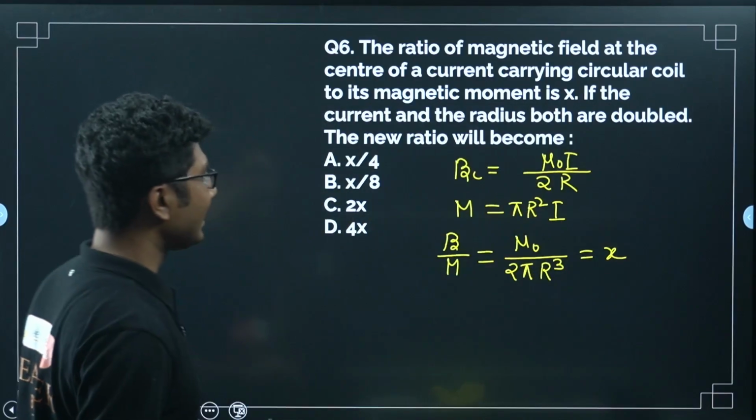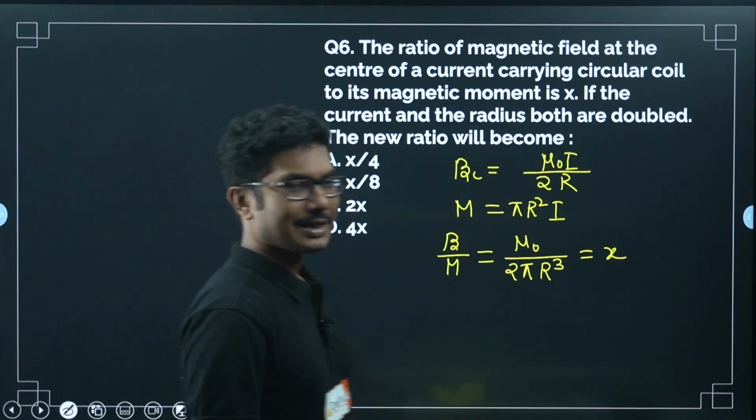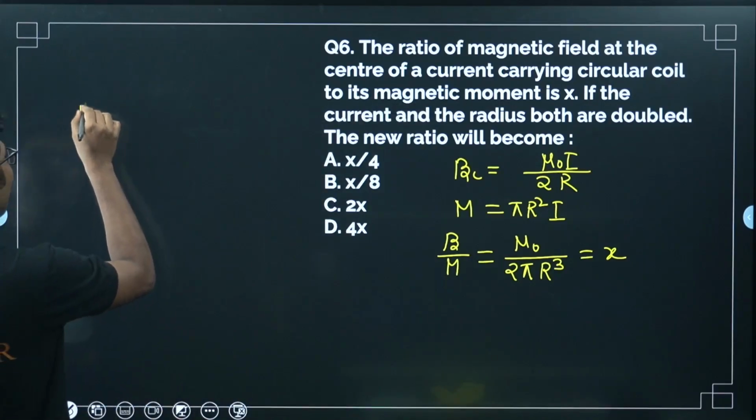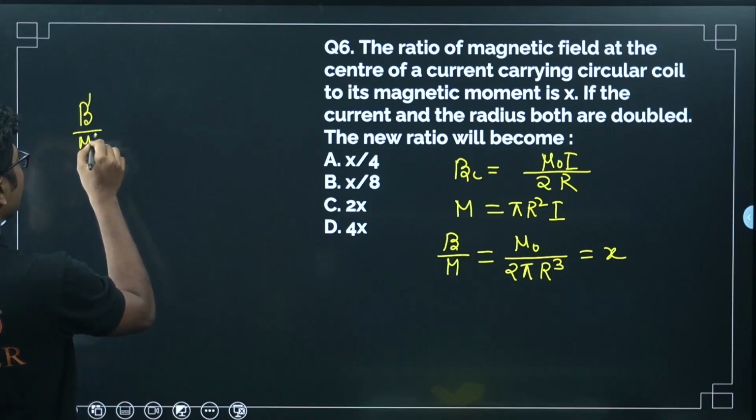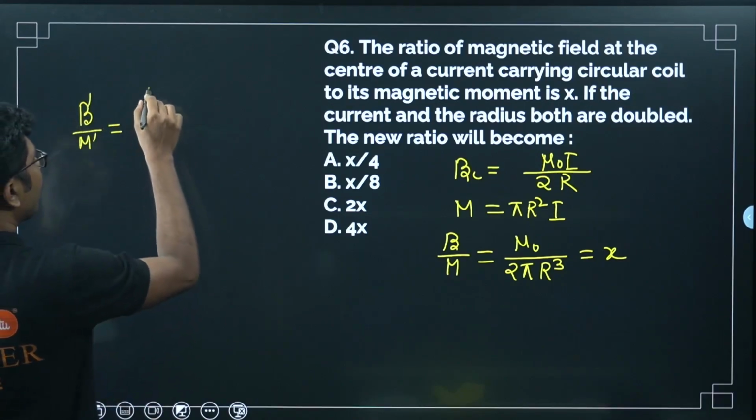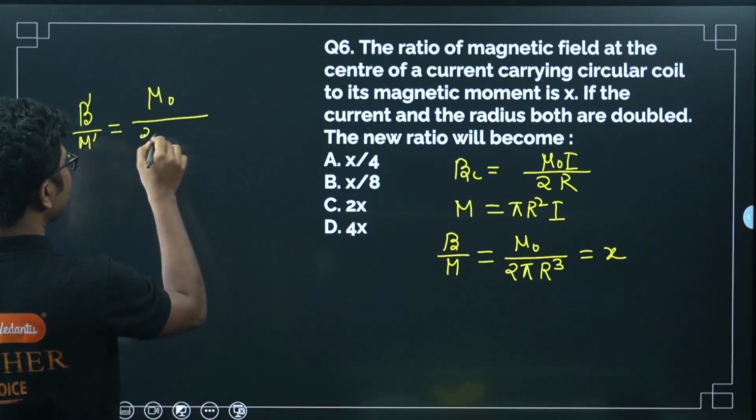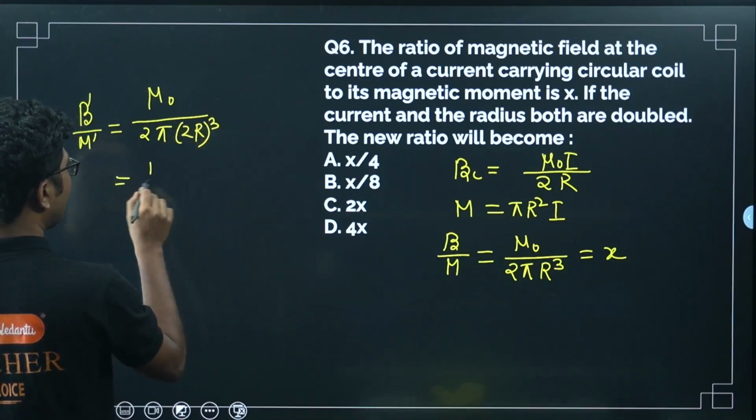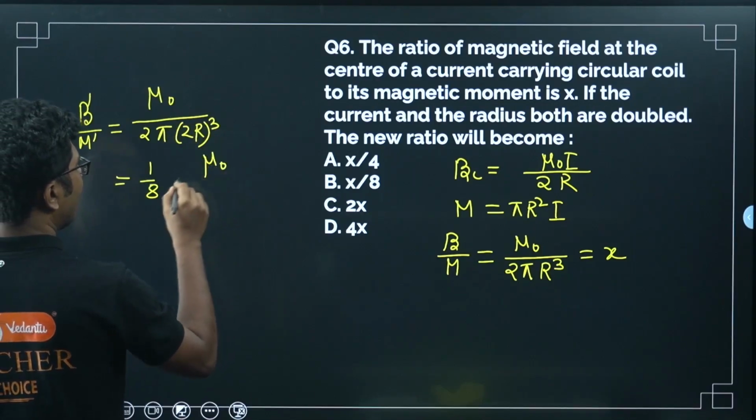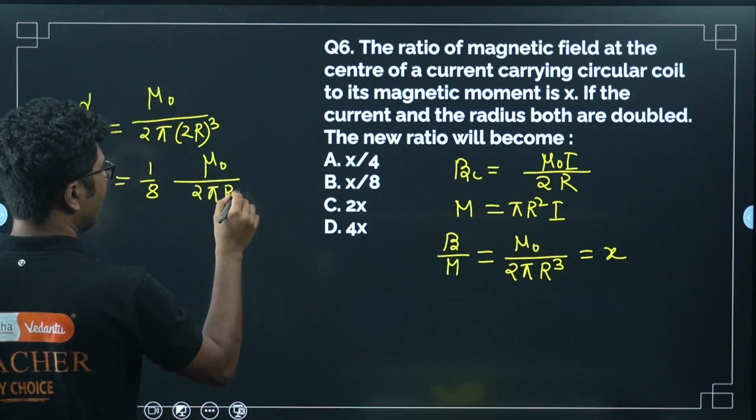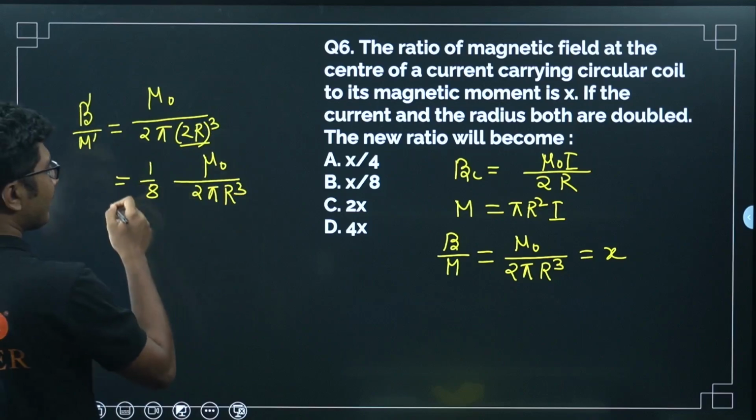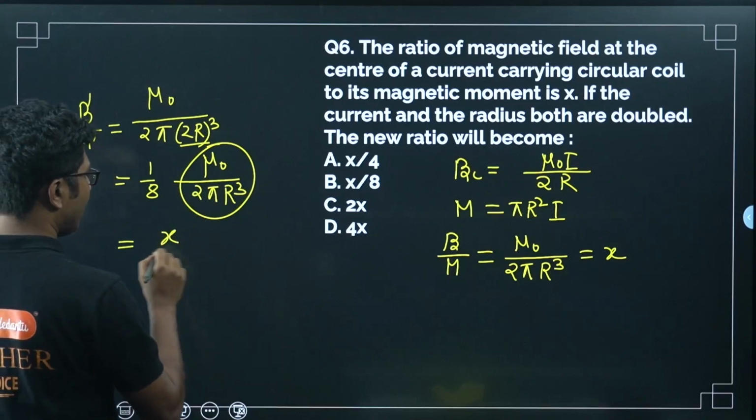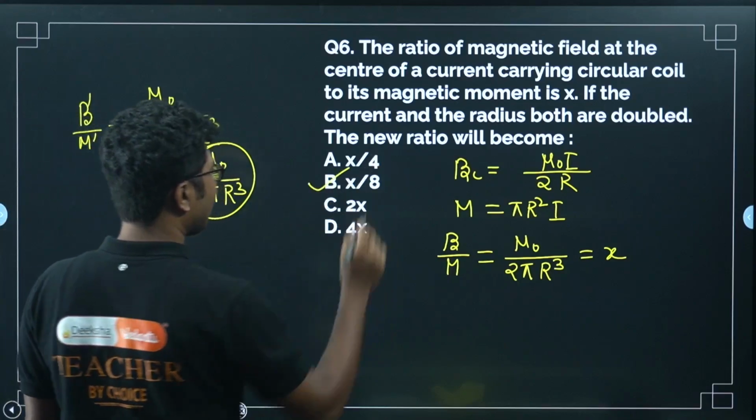Now what they have said, they have increased the radius as well as current. Now you can see there is no effect of current remaining in this formula. So the final value B dash by B equals mu naught by 2 pi, which will remain constant, only thing that will change is r, so that will become cube. So it will become 1 by 8 mu naught by 2 pi r cube. 2r whole cube means 8 r cube, so I have taken the 8 outside. Now this is x, so it will be x by 8. So the correct answer is x by 8.